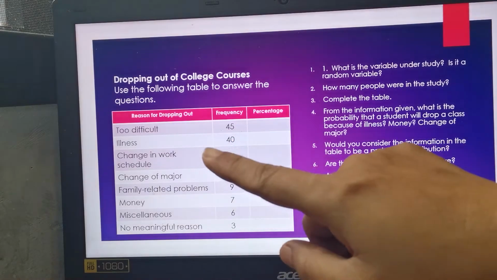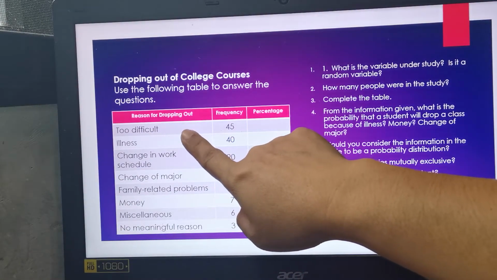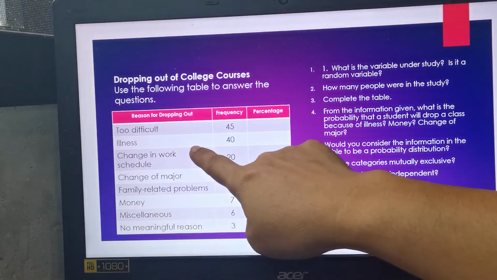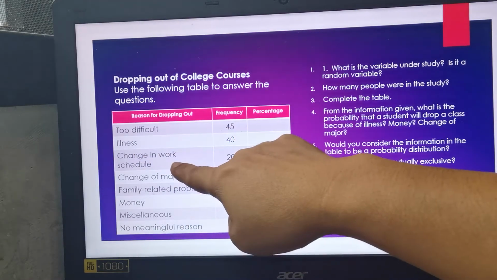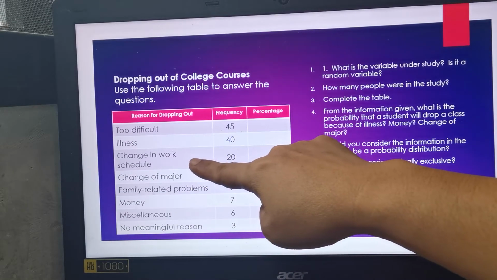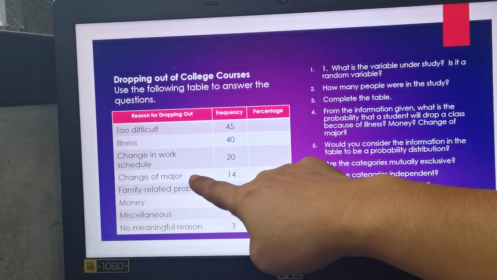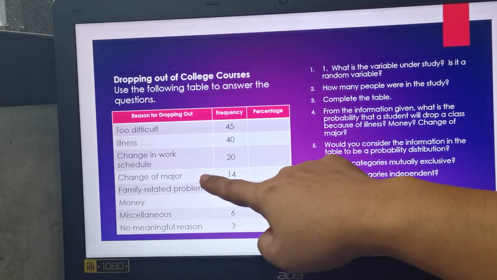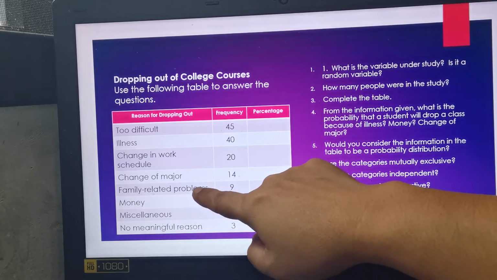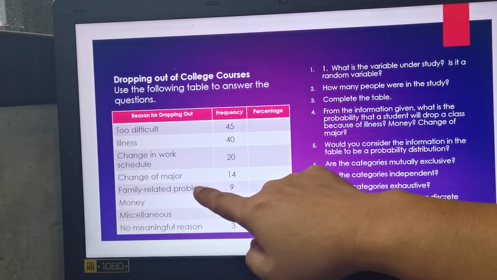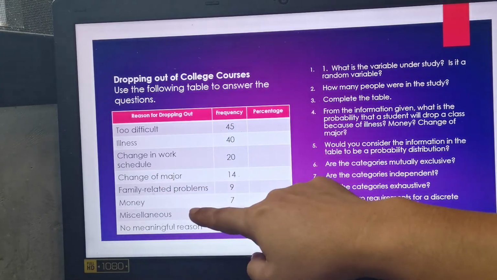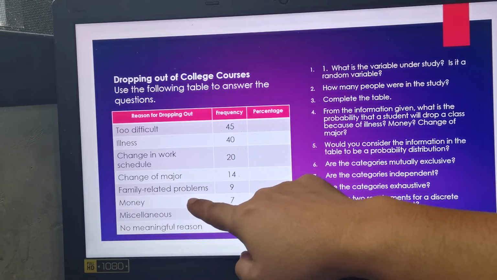If you have difficulties with your problems, God can use your teachers to help you. If you have illnesses, God can heal you. If there is a change in work schedule, God can help you cope with it. If you have a change of major, I know God will help you cope also. If you have family related problems, God will send somebody to help you. If you are in need of money, I know God is ready to sustain and to provide.